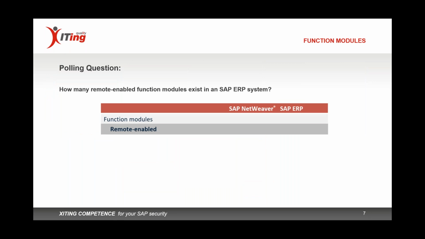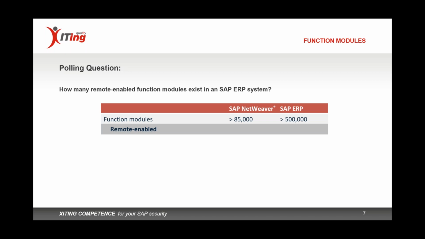I wanted to start with this because when systems communicate with each other, they communicate through function modules. In a SAP NetWeaver ABAP stack, there are roughly 85,000 function modules. If we install SAP ERP on the latest enhancement package, there are more than 500,000 defined in the system.